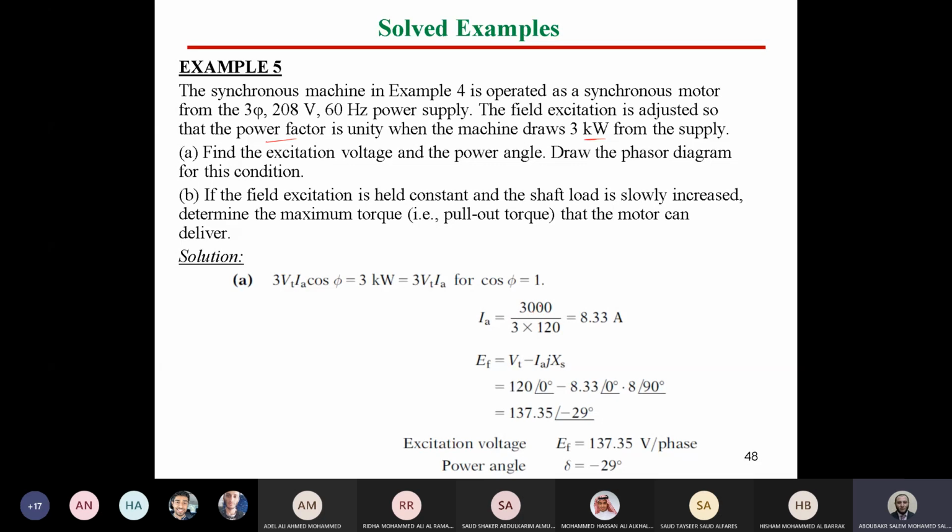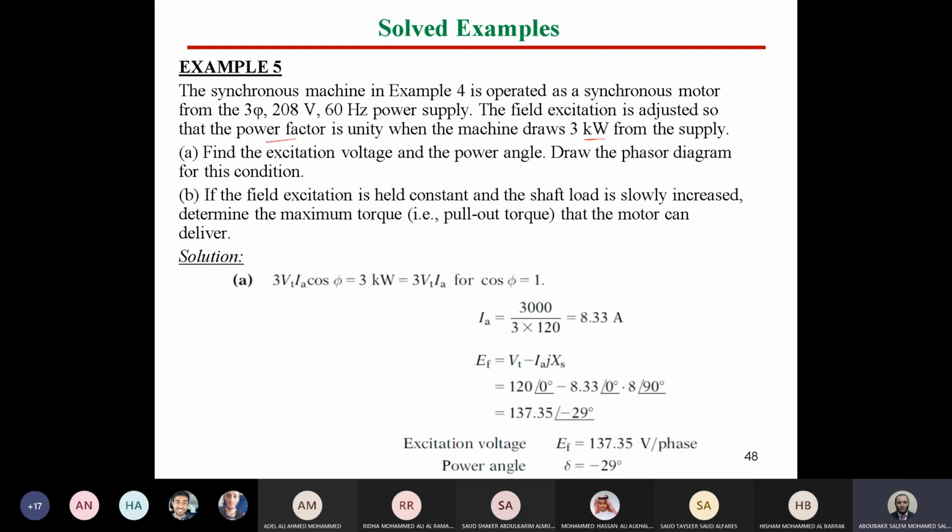Why 3000, guys? Because it's stated here the machine draws 3 kilowatts. So this is now the operating condition. Take care, guys. Sometimes people are confused in this part and they calculate the current using the rated values. The rated value is already given in the problem. You may find in the same problem it's stated 5 kilovolt ampere, and after that the machine draws 3 kilowatts. 5 kilovolt ampere means this is the rated value. However, the machine draws 3 kilowatts. This is the current loading condition.